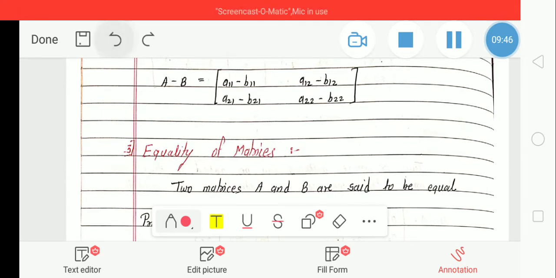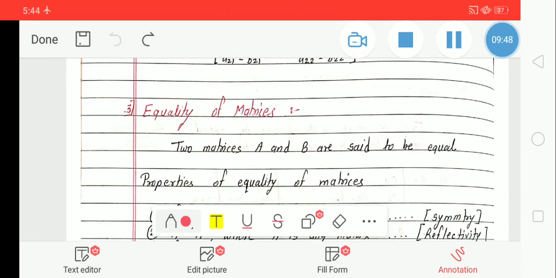Now third is the equality of matrices. Two matrices A and B are said to be equal. If two matrices are equal, then we can show that A is equal to B. So A and B are equal. That is called equality of matrices.